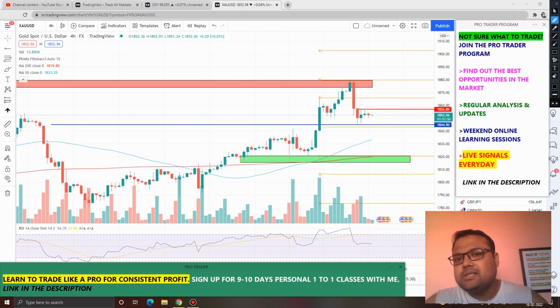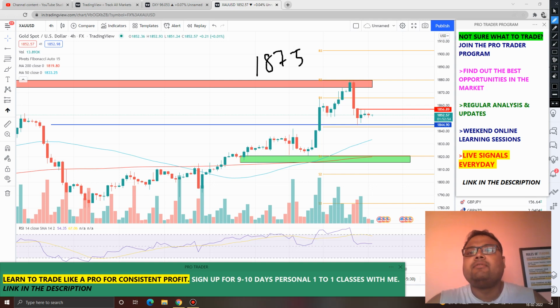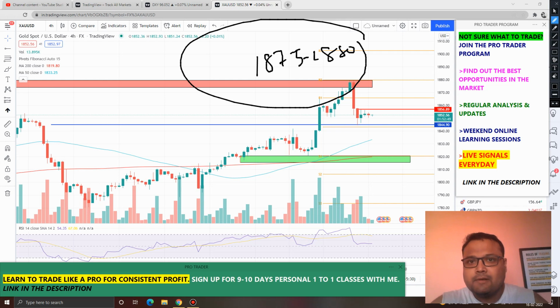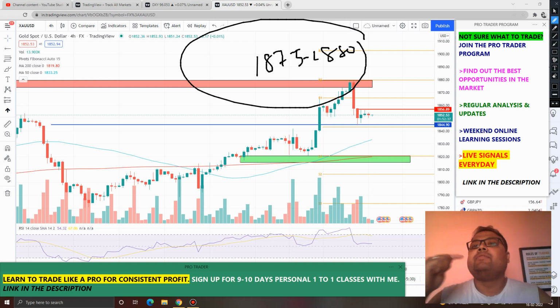that the previous resistance of 1875 to 1880 is still a valid resistance. It simply gives us the indication that strong sellers were present and are still present at this level. So this level should definitely be marked as a very strong resistance on your chart as well. In the future, if the market goes up, then we can hope that there will be some selling at this level again. Okay, so if we see some price rejection at this level, then definitely we can take a sell position.